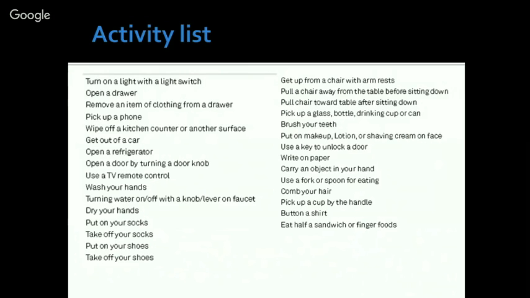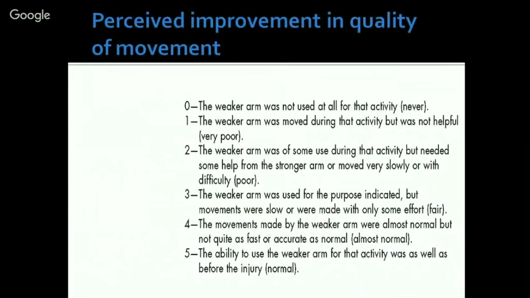Now, the patient is asked to tell how much he perceives that he uses his affected arm for these activities, right? And what's the quality of it, right? The quality is scored on a scale from 0 to 5, where in 0, he does not use the arm for any activity, the weaker arm, right? And he slowly starts using it and it is beneficial.